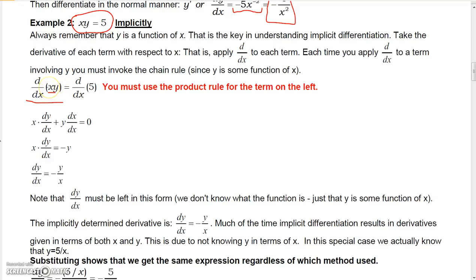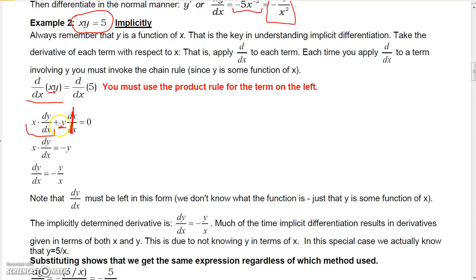So I'm going to take x times the derivative of y with respect to x, because I don't know what the derivative of y is, so I just have to state it like that. And then I do the other half of the product rule. I have y times the derivative of x with respect to x, and actually this is just 1. So that's just y times 1.